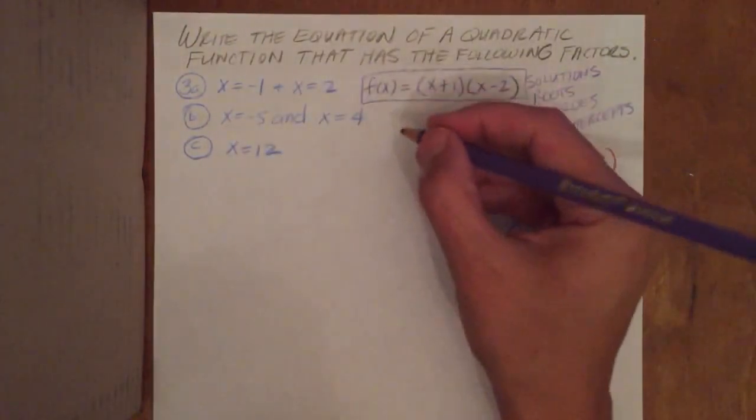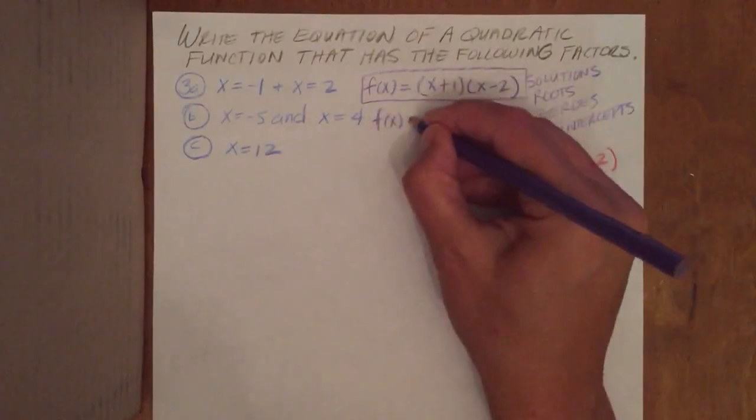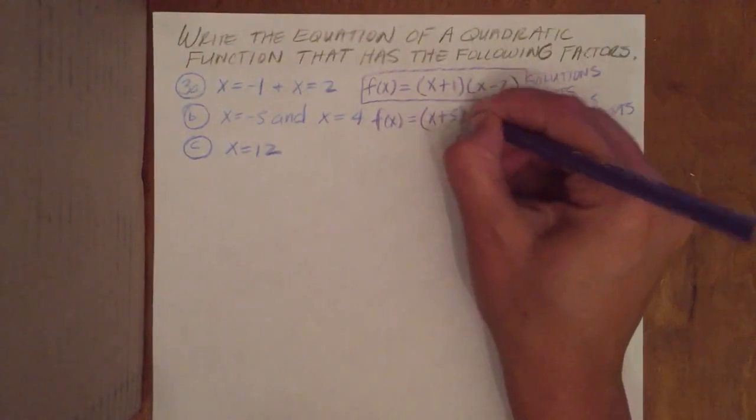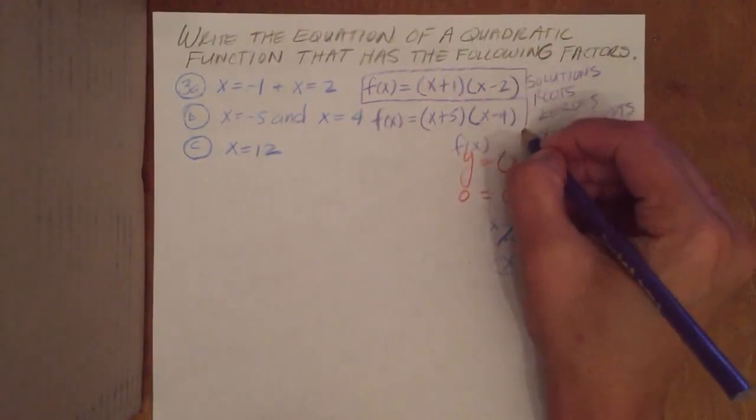So let's look at B. B is going to be f of x or y, whichever you want to write, equals, that's negative 5, so it's going to be x plus 5. That's 4, so it's going to be x minus 4. And that's your answer for part B.